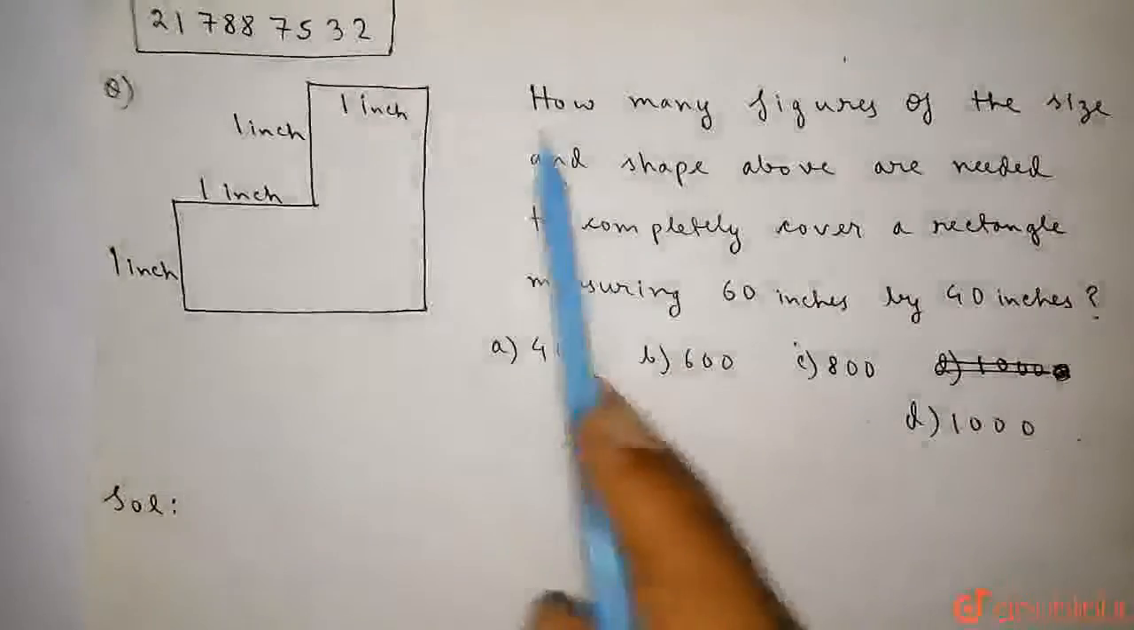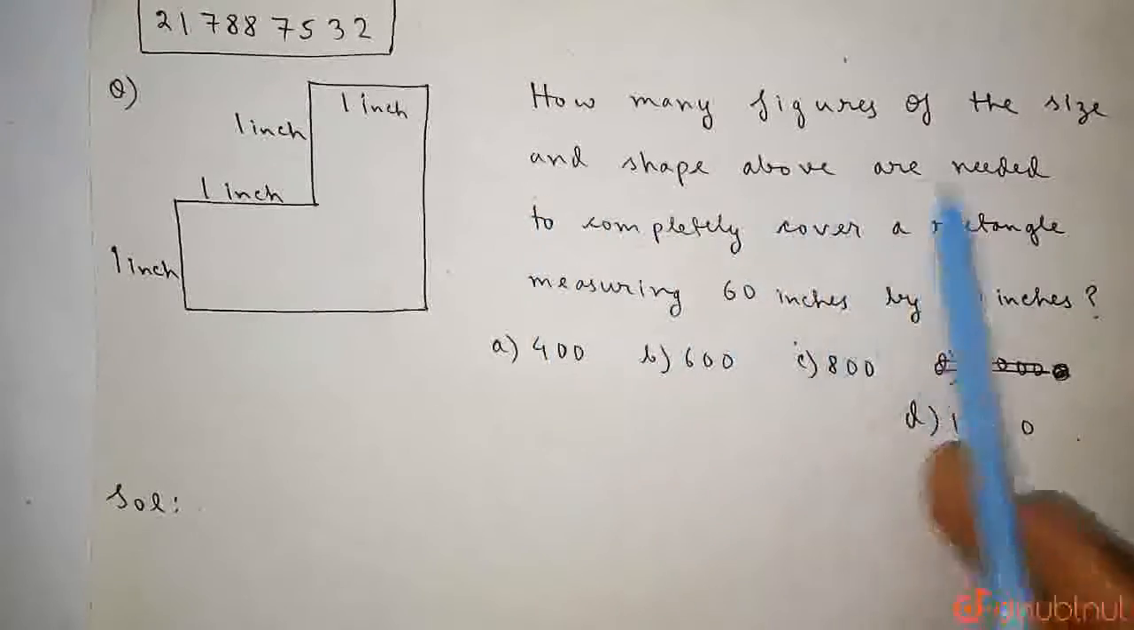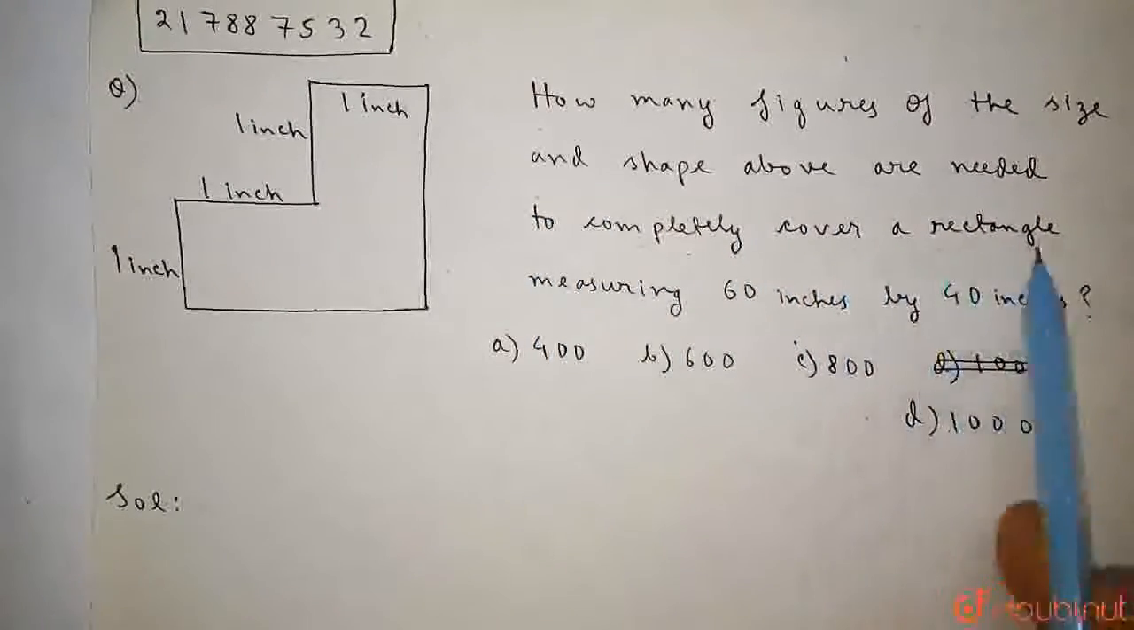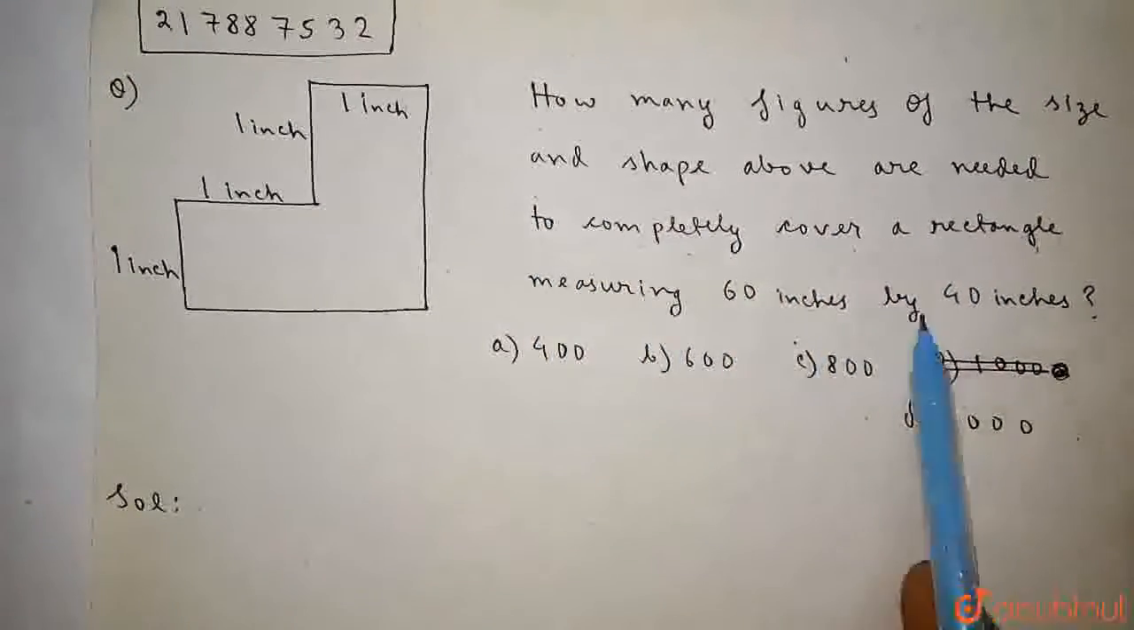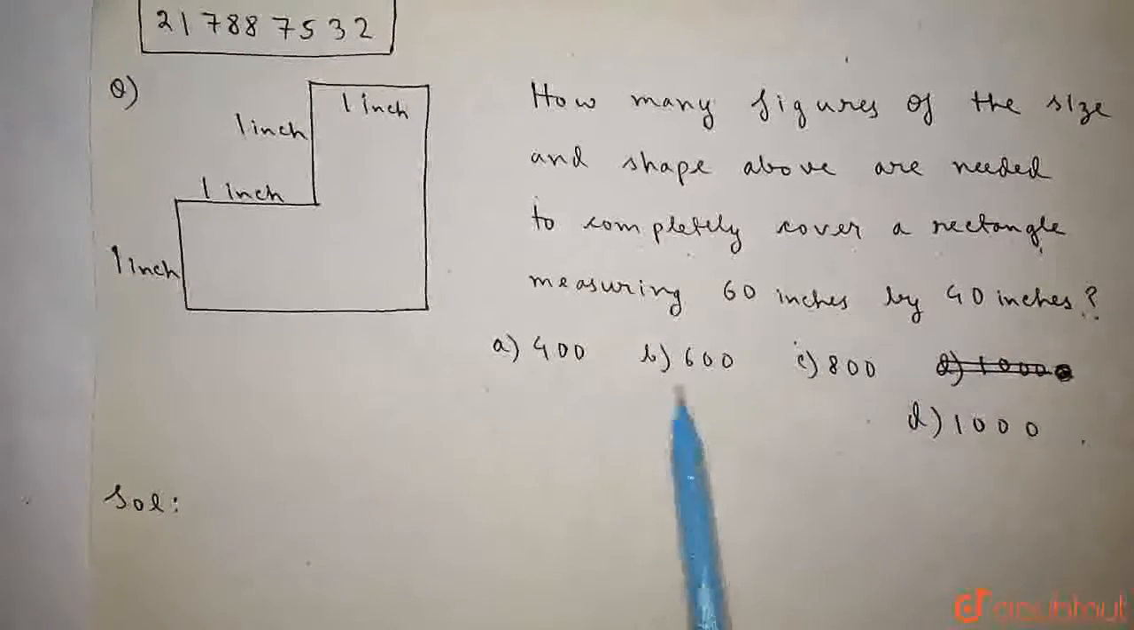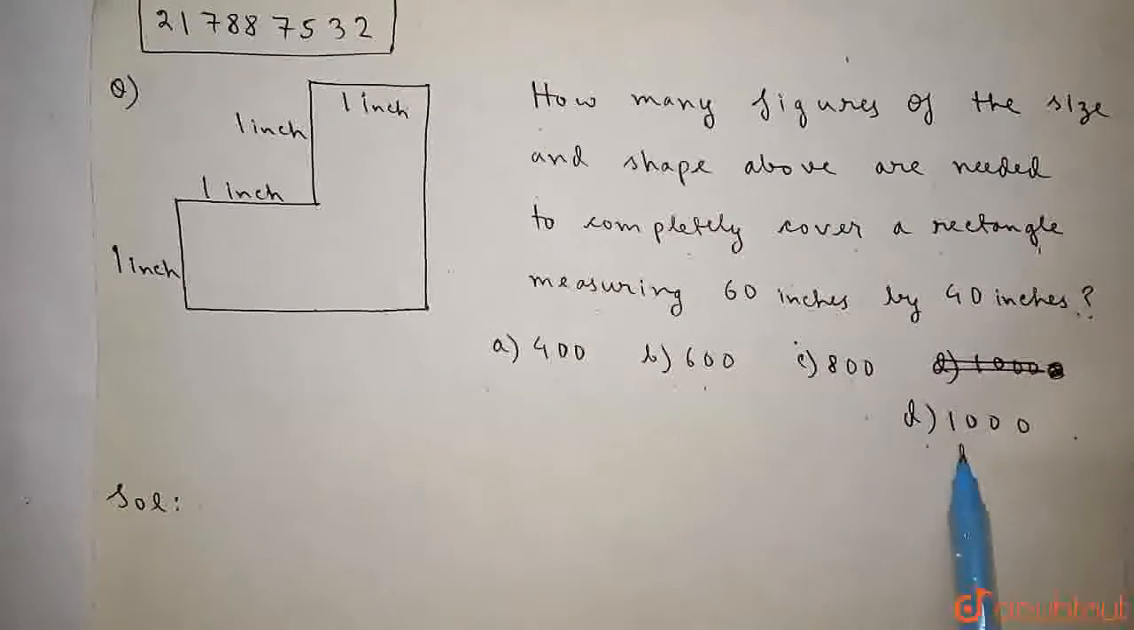So, in this problem it is asked, how many figures of the size and shape above are needed to completely cover a rectangle measuring 60 inches by 40 inches? Option A is given as 400, option B 600, option C 800 and option D 1000.